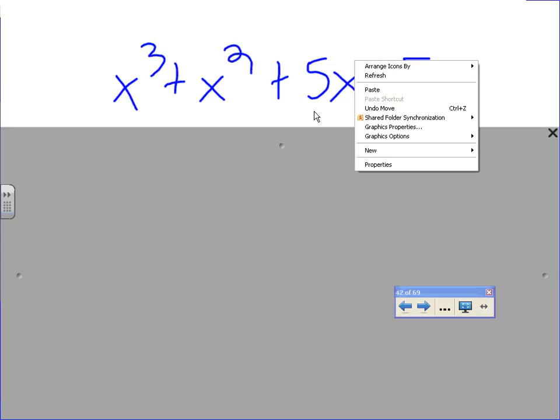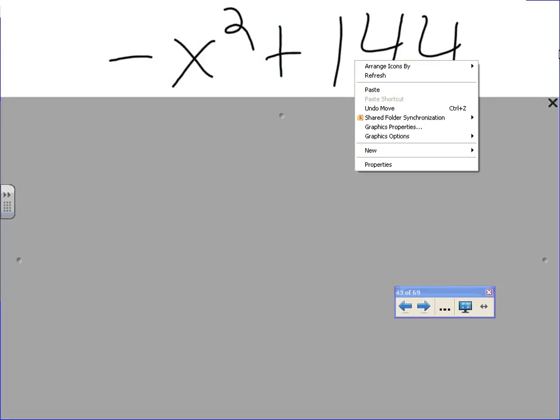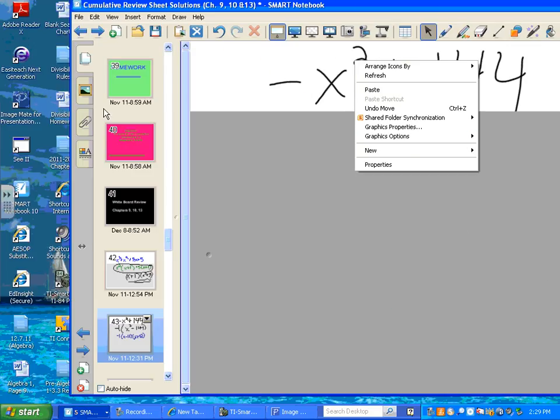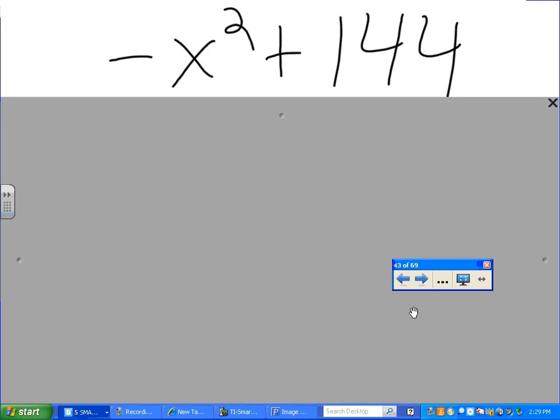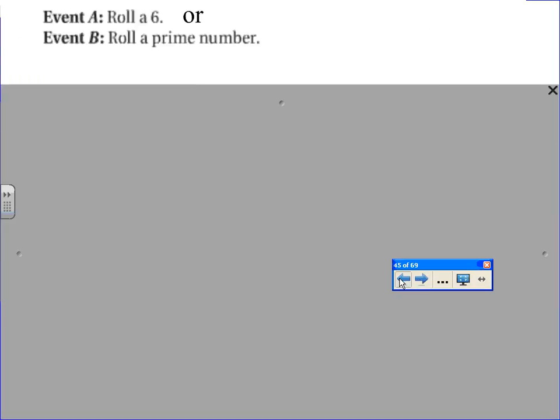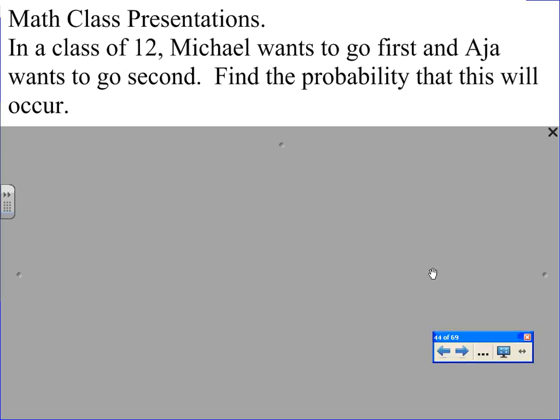We're good. Hey, first problem on your blank piece of paper. Okay, I want you guys to do this. In a class of 12, Michael wants to go first and Asia wants to go second. Find the probability that this will occur. So I want you to go ahead and set this up, and then we'll have someone tell us what you got for the answer. If you need to write some notes down so that you could also use this for a review, that's your call.